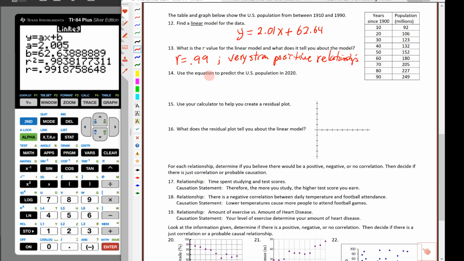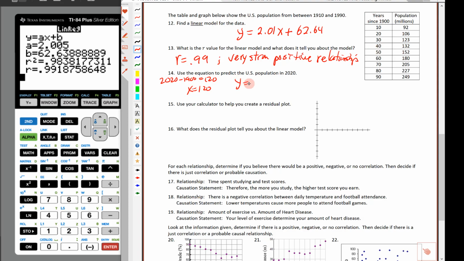So the next part says use the equation to predict the U.S. population in 2020. Now 2020, if we wanted to write all of this down here, this would be subtract 1900. So this is going to be 120 years. We can kind of keep track of that just right here. So we're going to put the number of years as 120. So that's x is 120, because that's what we've got represented right there.